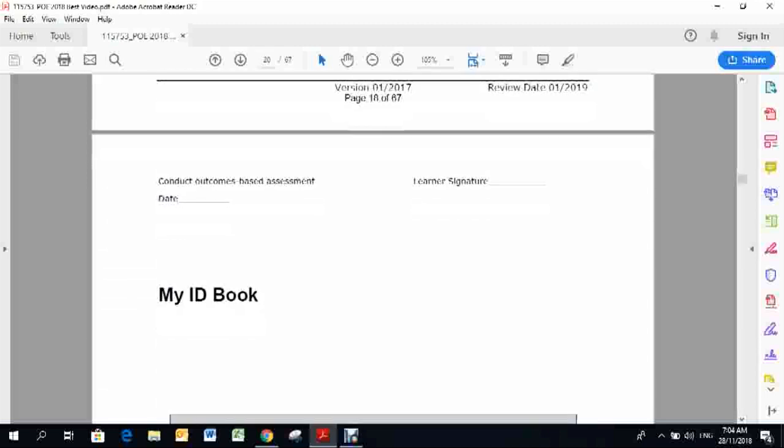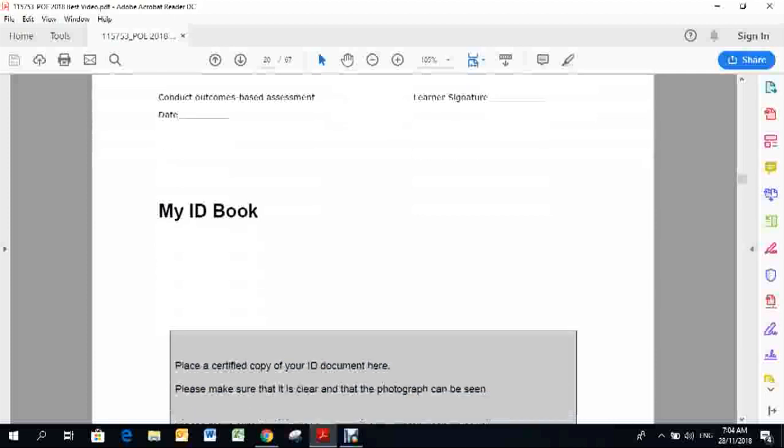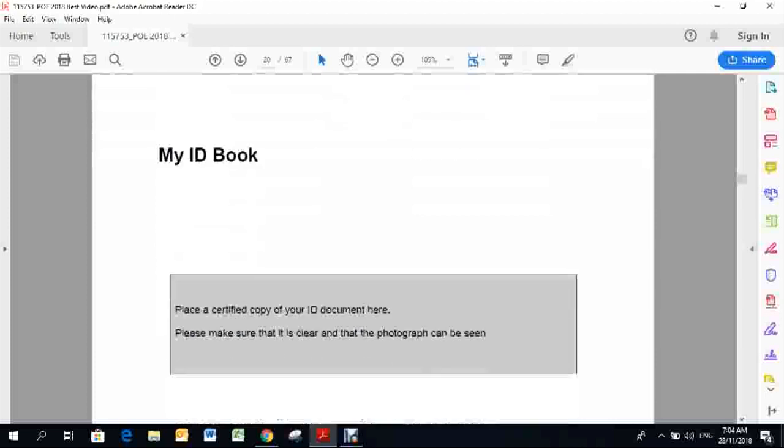Then we continue, not forgetting the date and signature. Right. My ID book. Your identity document needs to be certified. It's indicated it needs to be certified.